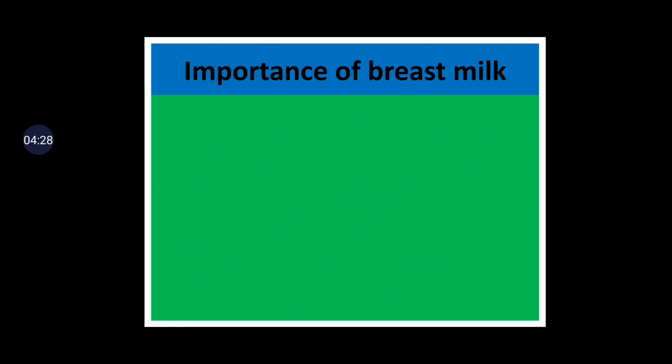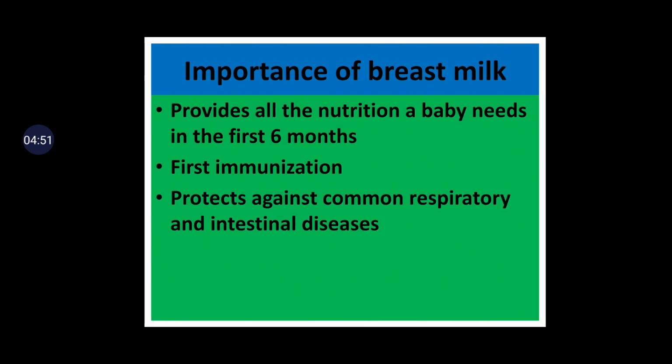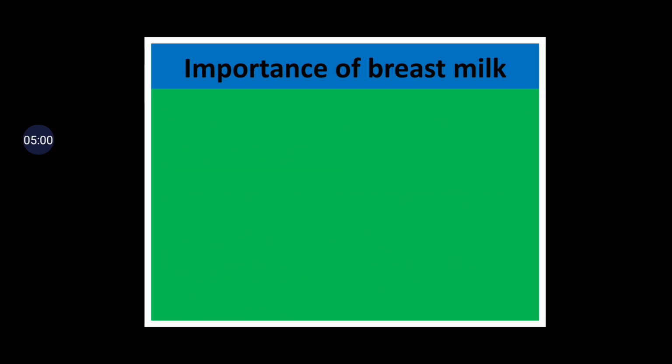Importance of breast milk. It is recommended to initiate breastfeeding as soon as possible within 1 hour of delivery, and it is recommended to exclusively breastfeed for the first 6 months unless there is a clear contraindication and continue feeding to 2 years or more. Breast milk provides all the nutrition a baby needs in the first 6 months. And it is the first immunization of the baby. It protects against common respiratory and intestinal diseases. It has long-chain omega-3 fatty acids that are important for brain and retinal development.